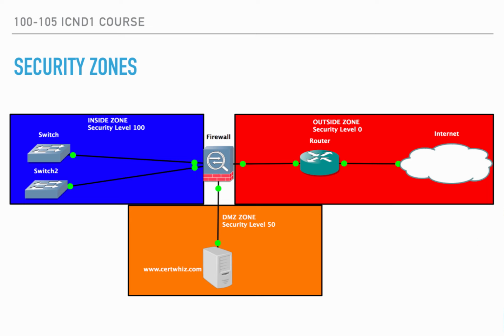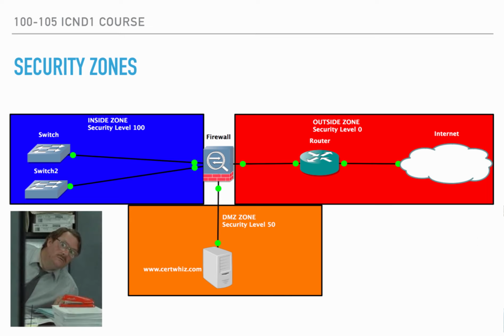Another example, we have Bob in accounting who loves to visit peer-to-peer and other weird sites in his spare time. His computer is located in the inside zone, so by default he can access anything. With the access list, we can deny Bob's computer access to anything destined for, let's say, port 80, which is used for HTTP traffic, overriding the default behavior of the inside security zone.